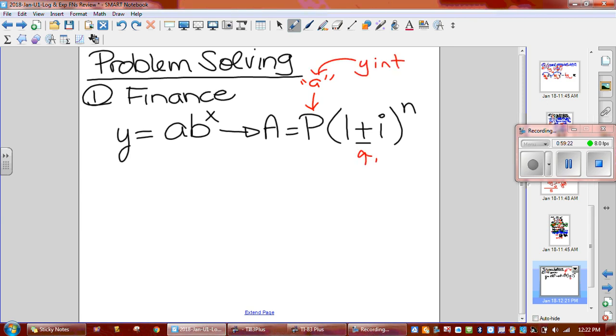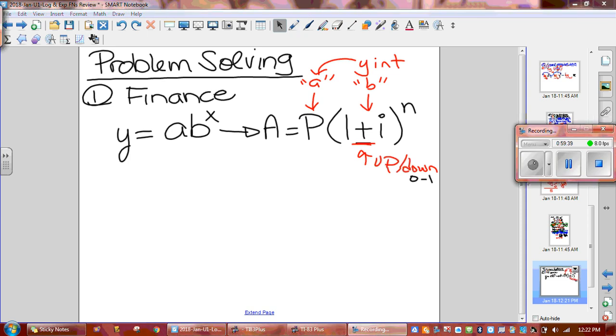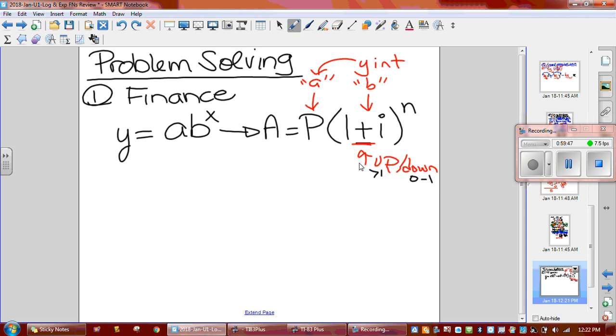This tells you up or down, just like the b, because this is the b value. So it's going to tell you up or down. If there's a minus, it'll be down. If it's a plus, it'll be up. You'll also be able to tell whether it's a number between 0 and 1. 0 and 1 is going to go down. And then if it's greater than 1, it's going to go up. So those are our finance questions. n is years, they will tell you that. So you have to remember that.